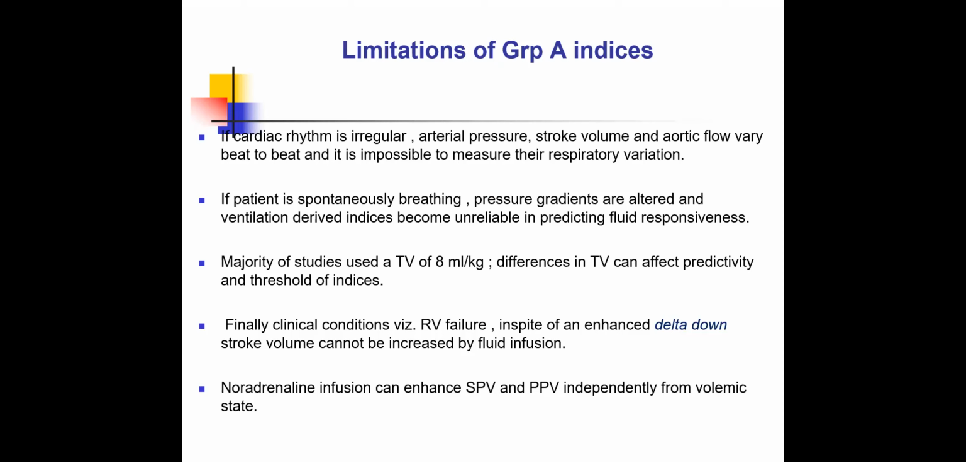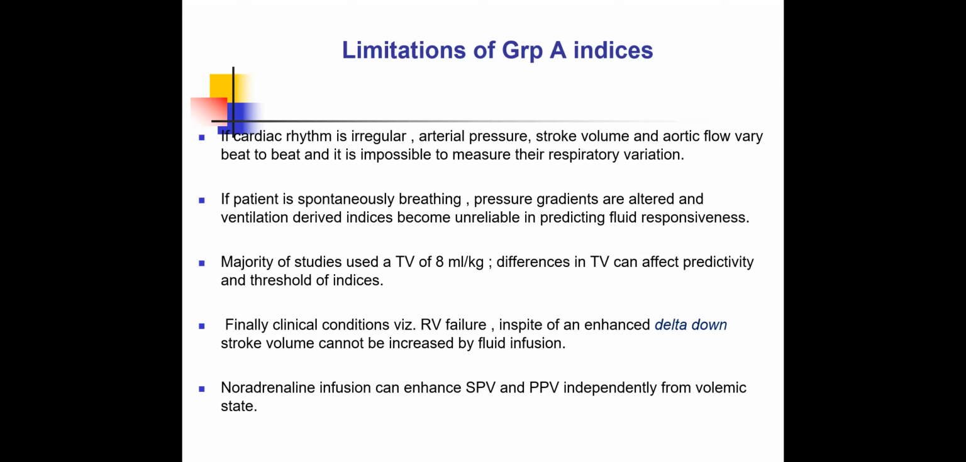What are the limitations? When cardiac rhythm is regular, arterial pressure, stroke volume and aortic flow vary beat to beat, and it is impossible to measure the respiratory variation if the cardiac rhythm is irregular. So that is a limitation. If the patient is spontaneously breathing, pressure gradients are altered, and ventilation-derived indices become unreliable in predicting fluid responsiveness. The majority of studies use a tidal volume of 8 ml per kg. Differences in tidal volume can affect the predictivity and threshold of the indices.